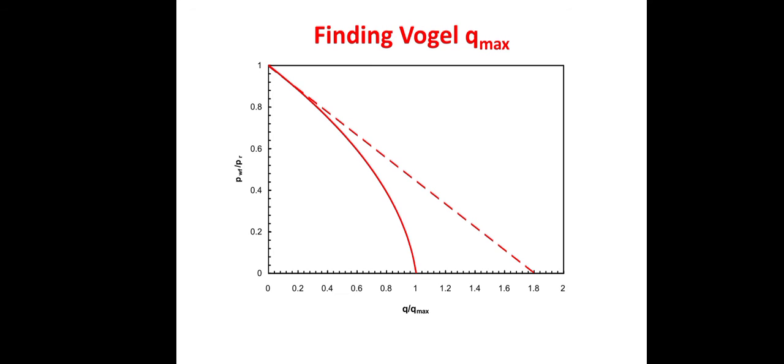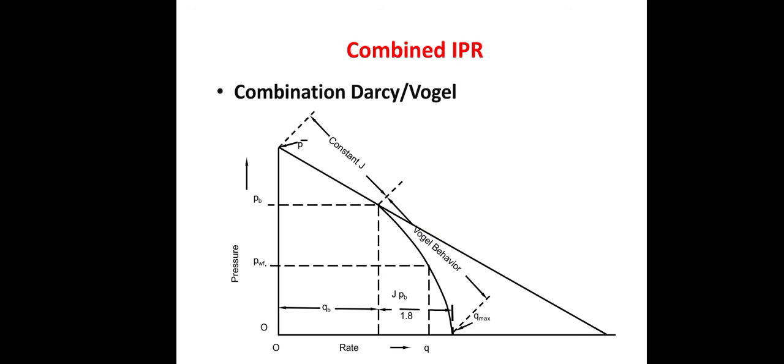When you want to plot it, always first of all find the Q max using the Darcy equation. Now, how to combine the IPR? This is a combination of the Darcy and the Vogel. The straight line that you are seeing here, from P up there, which comes and intersects the x-axis on the right corner, is the Darcy equation applied.